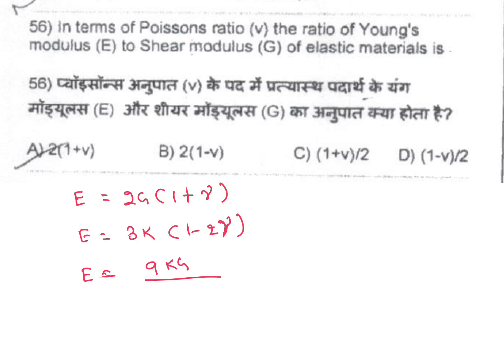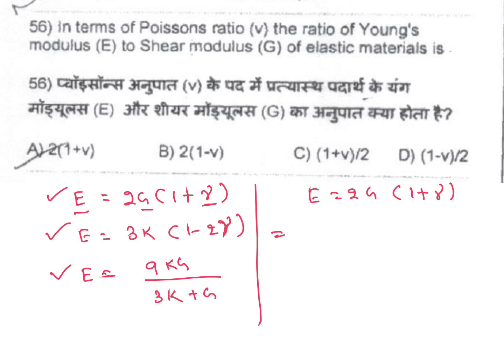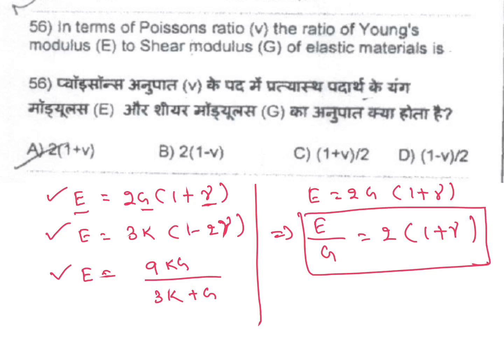So the three relations are important. In this question they asked Poisson's ratio, shear modulus and Young's modulus, E, G and Poisson's ratio. You have to use this one, E equal to 2G into 1 plus gamma. Then ratio you have to calculate Young's modulus E to G. So 2 into 1 plus gamma. This is the answer. So from options, 2 into 1 plus gamma, A is the answer.